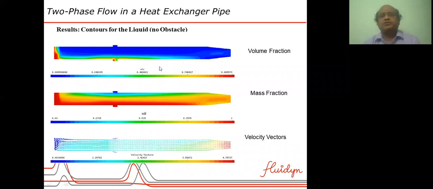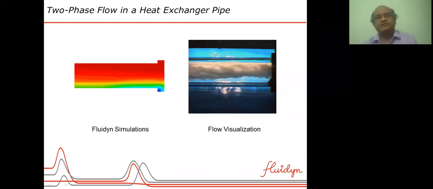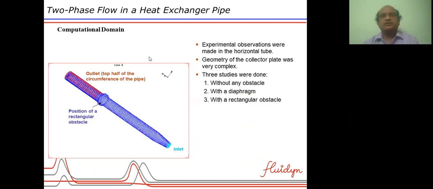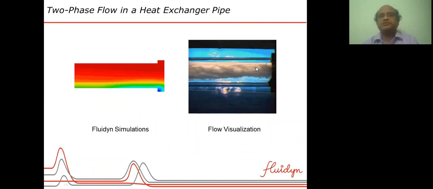The first picture shows the volume fraction, the second one shows the mass fraction. You can clearly see the settling of the liquid here. And this simulated result is similar to the experiment. These were compared with flow visualization of one of the scenarios and found to be satisfactory.